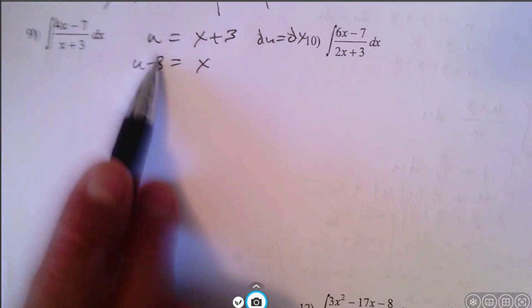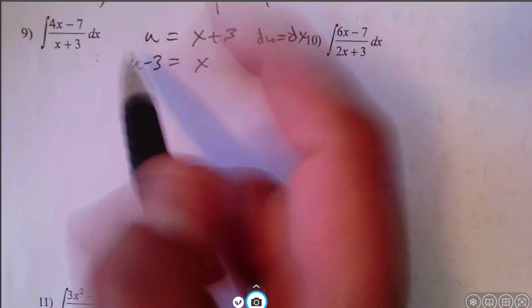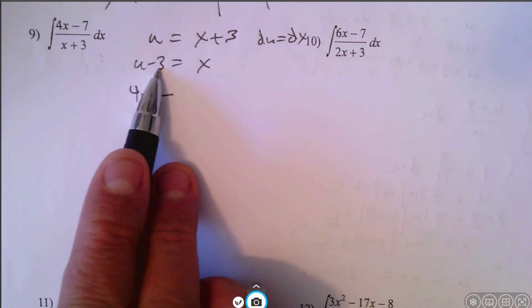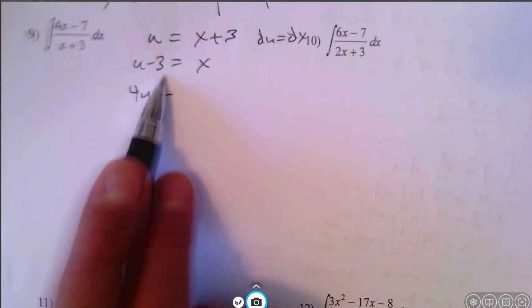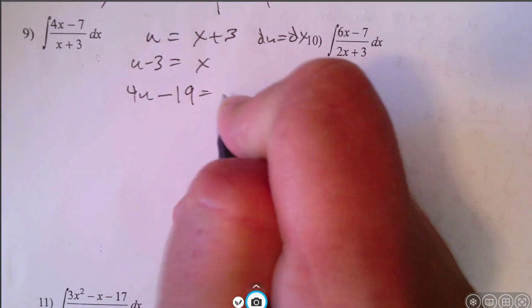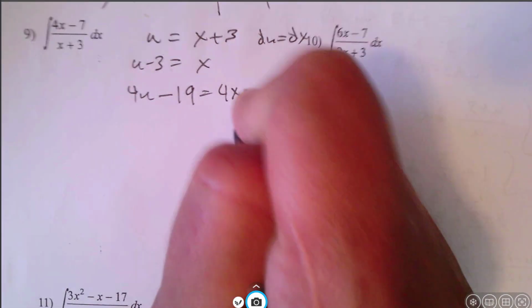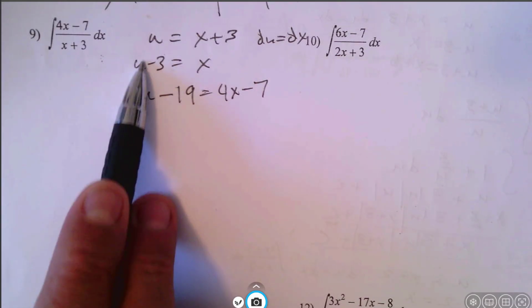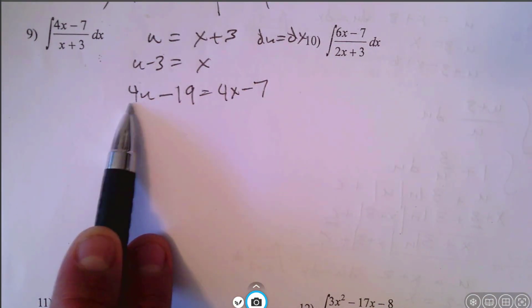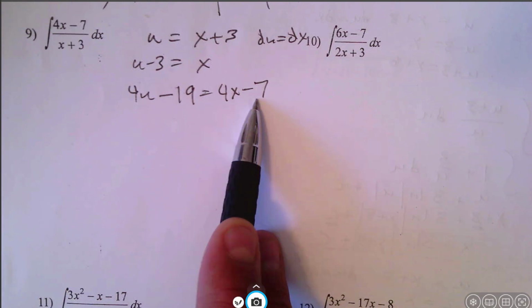So we're going to multiply this by 4 and then subtract 7. So we're going to have 4u minus 12, subtract 7 from it. So 12 minus 7 is going to give us negative 19. And that's going to be the same as 4x minus 7. So multiply both sides by 4, then subtract 7 from both sides. And that's going to give us 4u minus 19 is equal to 4x minus 7.